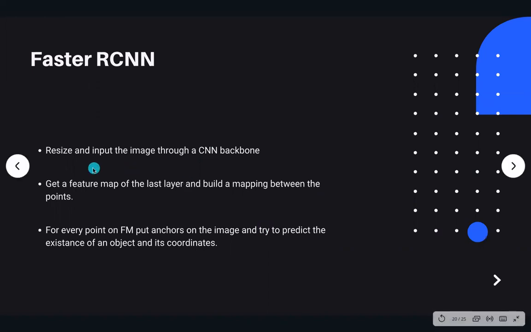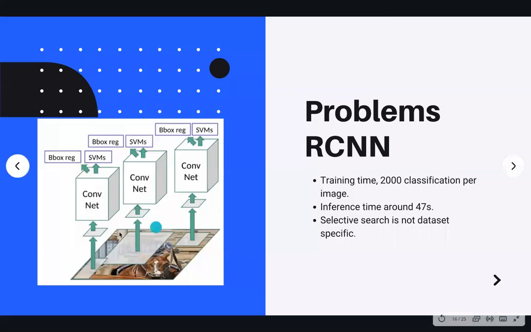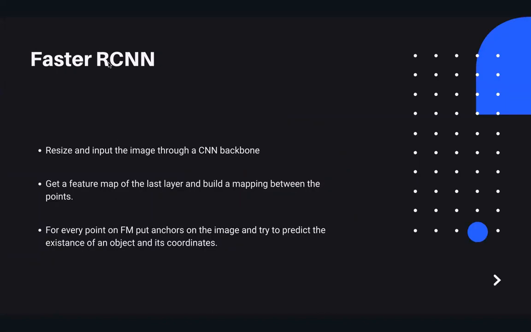First, it will resize the image and input it through a CNN backbone, right? Just like every CNN, before you go through the convolutional layers, you should fix your size. As we said before, no matter what the patch size is, we always have to resize the input images to the same size before going into convolutional neural networks. This is the case if you want to use something after the CNN to do classification or bounding box regression. If you just want to use CNNs on their own, then you don't really need the resizing part. The resizing is just to make sure that the classifier later on will have the same input size, right? What we do is get the feature map of the last layer and build a mapping between the points.